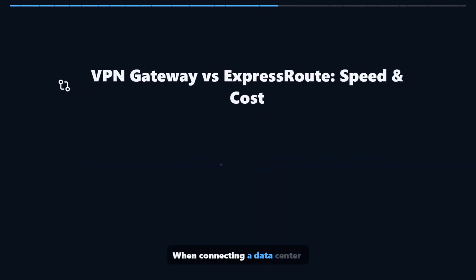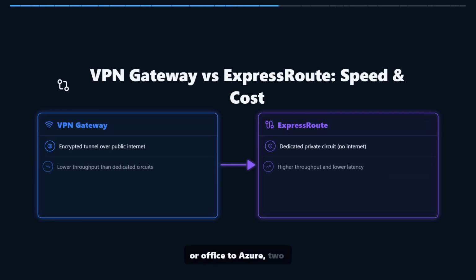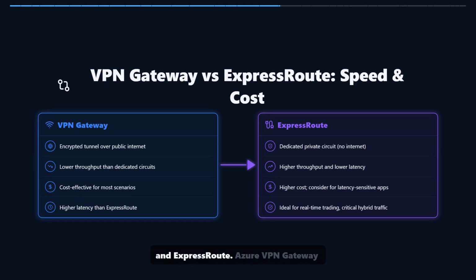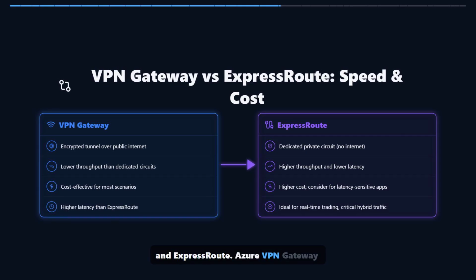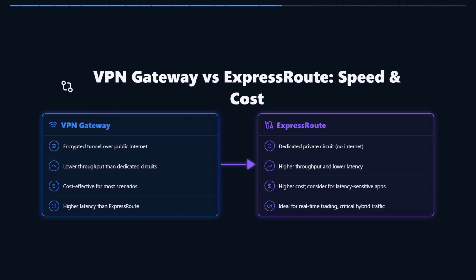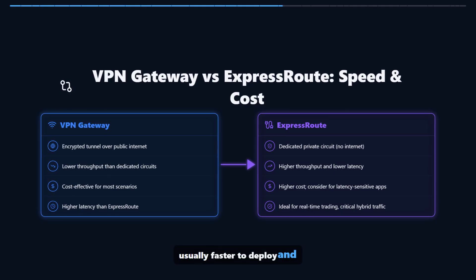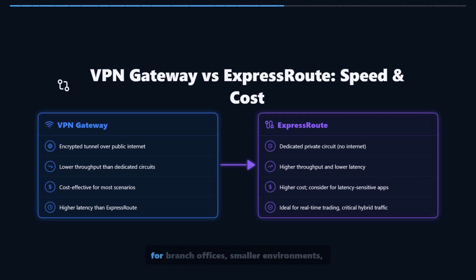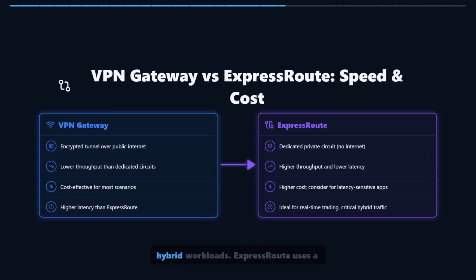When connecting a data center or office to Azure, two major options are VPN Gateway and ExpressRoute. Azure VPN Gateway creates encrypted IPsec tunnels across the public internet. It is usually faster to deploy and has a lower entry cost, making it a strong choice for branch offices, smaller environments, backup connectivity, and many standard hybrid workloads.